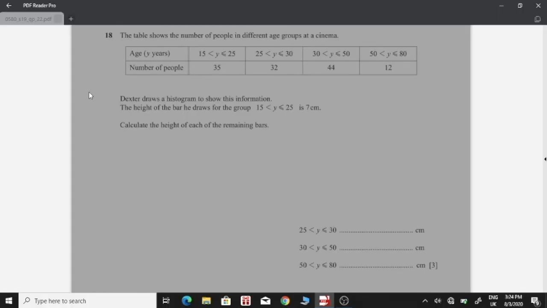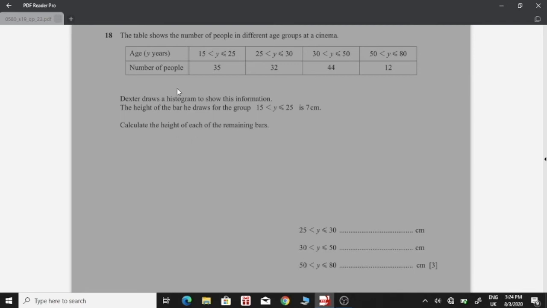Question number 18. The table shows the number of people in different age groups at a cinema. So we have age groups and their frequency or the number of people. Dexter draws a histogram to show this information. The height of the bar he draws for the group 15 to 25 is 7 centimeters. Calculate the height of each of the remaining bars.